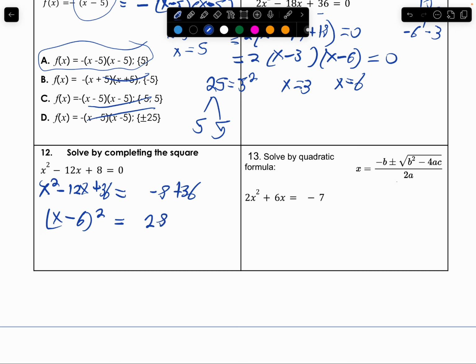Is that right? Yeah. So take the square root of both sides. x minus 6 equals plus or minus the square root of 28, which is 2 times the square root of 7. x equals, add the 6.